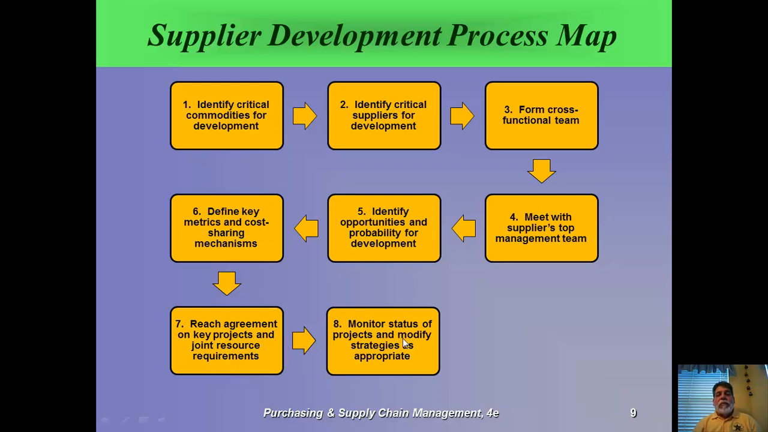And finally, you monitor the status of projects and modify strategies as appropriate. And one of the things that our authors have forgotten to do is to take a little arrow that takes us from here and takes us all the way back to step number 1. It is a continuous improvement process.